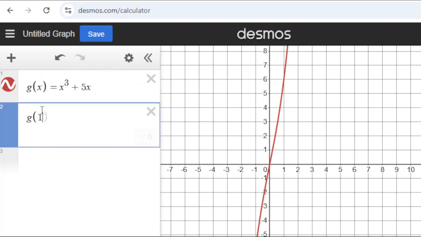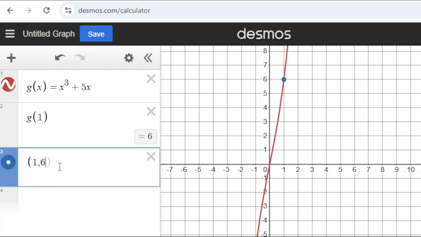Notice this one, by the way, g of 1 is 6. So let's actually put in the ordered pair 1, 6 on the graph here. If you were to plug in 1 for x, you would get 6. So g of 1 is 6. Here's 1, 6. What is the slope of the tangent line there? That's what g prime of 1 is asking us.